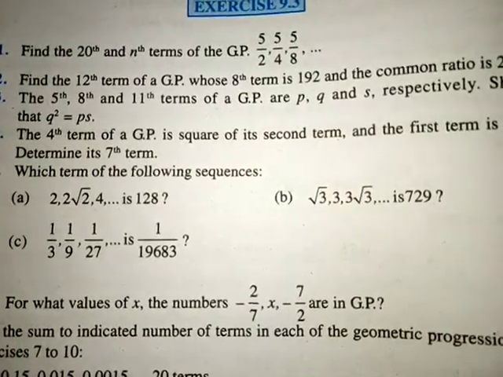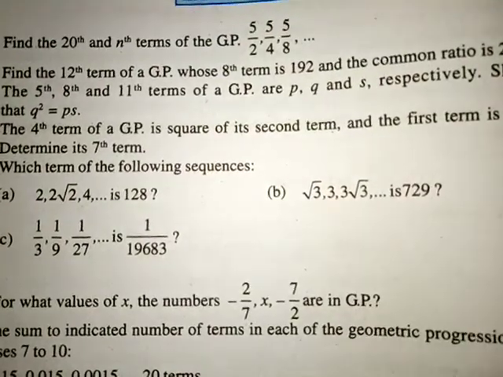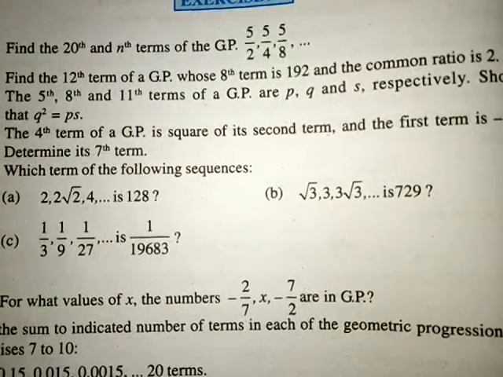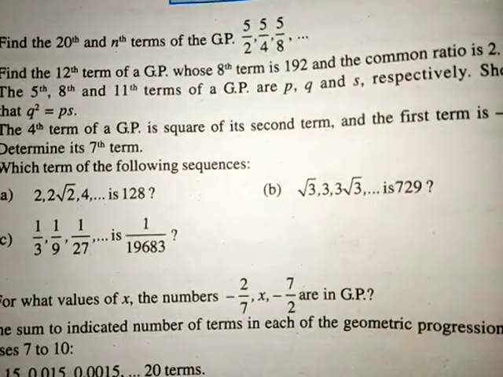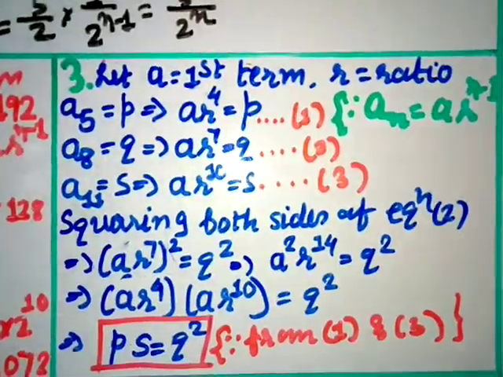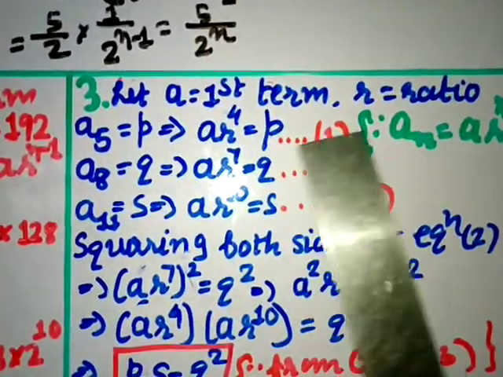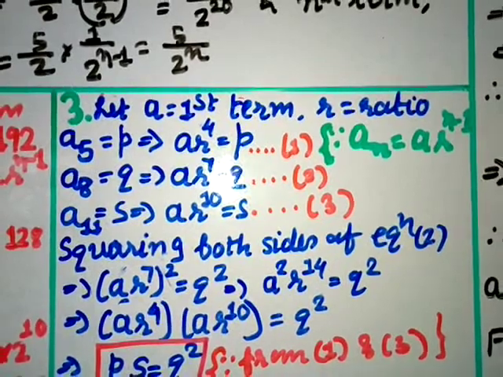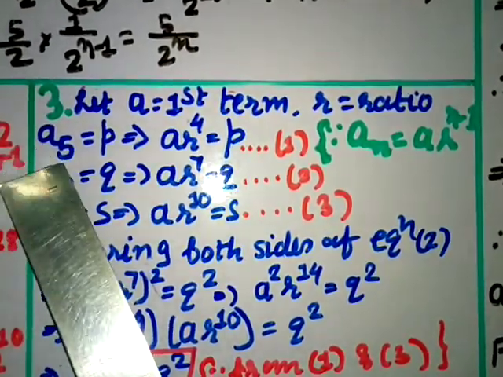Question number 3. The 5th, 8th and 11th terms of a GP are P, Q and S respectively. Show that Q square equals PS. Let A be the first term and R be the ratio. Then we are given that the 5th, 8th and 11th terms. So A5, that is the 5th term, equals P.